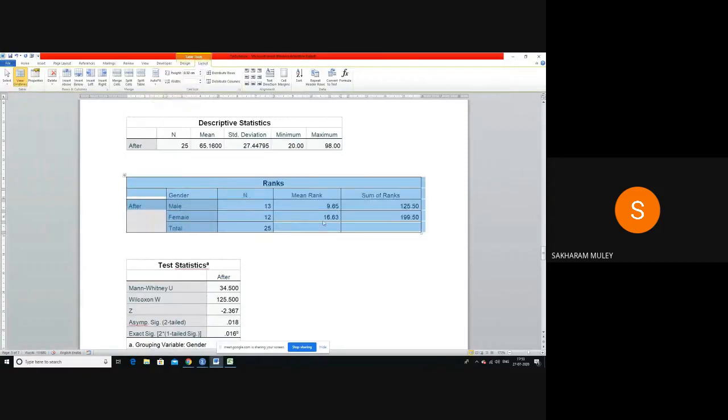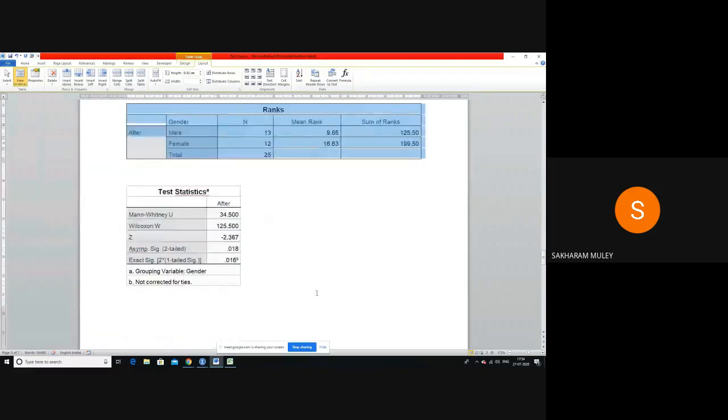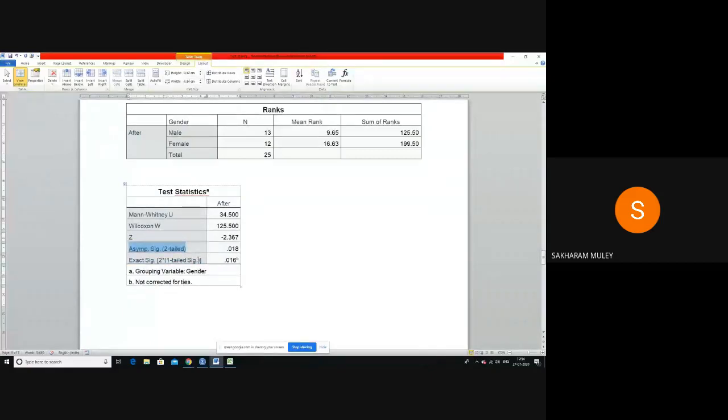All data is arranged in ascending or descending order, and they are given certain ranks from 1 to the final value, and then the average ranking of male is calculated, and the average ranking of female is calculated. That procedure you can find out if you Google it. Okay. Now, this is the asymptotic p-value and this is the exact significance p-value.